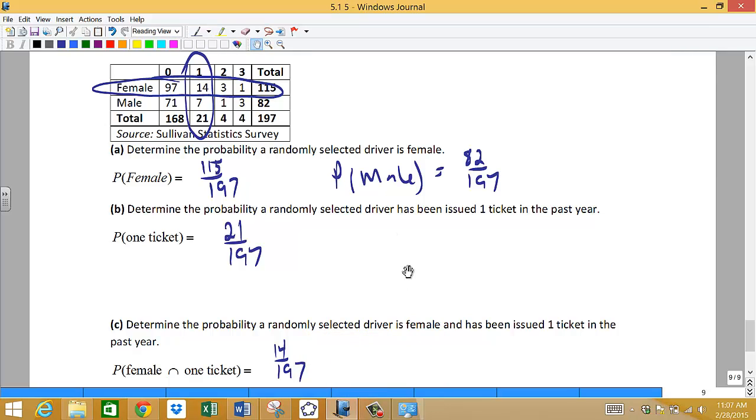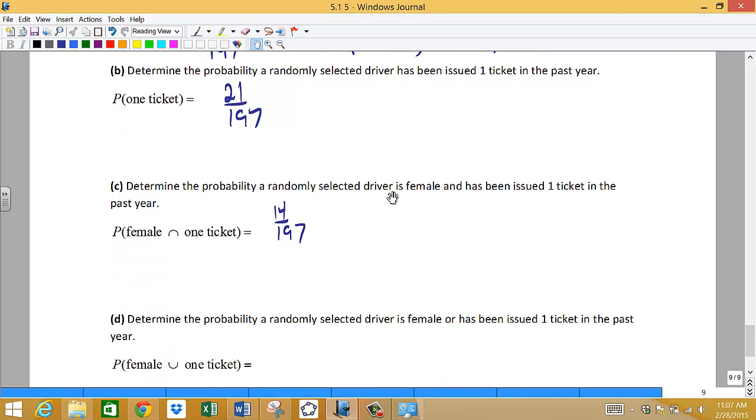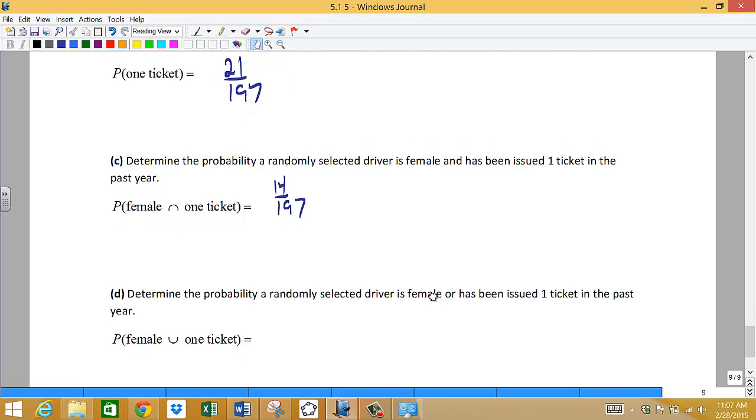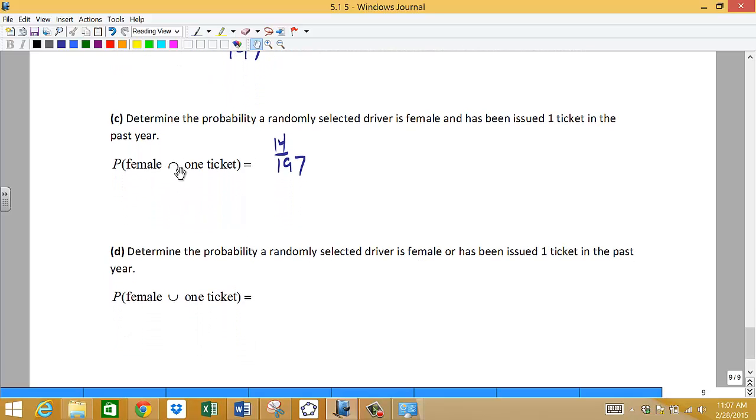Okay, so let's try another one. All right. And this symbol here, you just replace this with and, and this one you replace with or. So the upward one is or and this one is and. So it's a short way of writing the ors and ands. Okay, now what about this last one here? Probability the driver's female or been issued one ticket. Well, these are non-disjoint, right? Because they can happen at the same time.